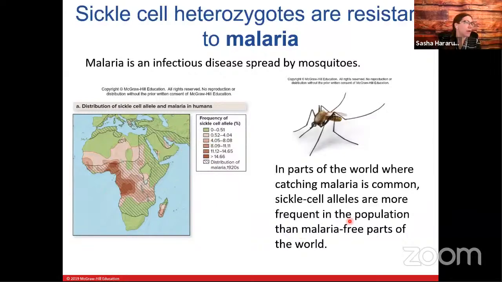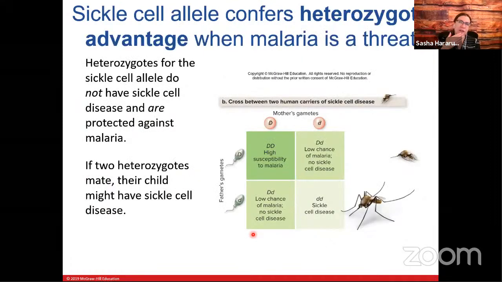I'm looking at the chat here. There's a question: does this relate to heterozygotes being more genetically diverse, which increases survival of species? Not quite. In the next slide, I'm going to go over it.